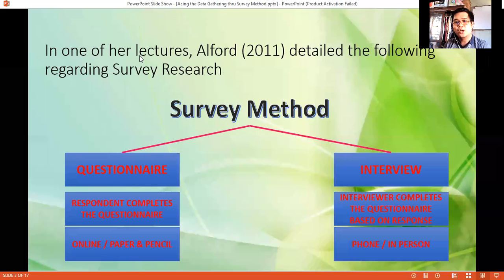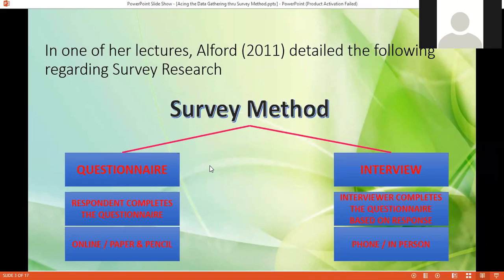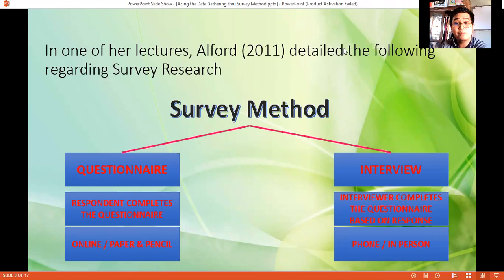Questionnaire, on the other hand, allows us to see, using paper and pencil, the responses of the respondents through numerical data. Okay, so do we have questions on the survey method? Are you familiar with what we will be doing now?